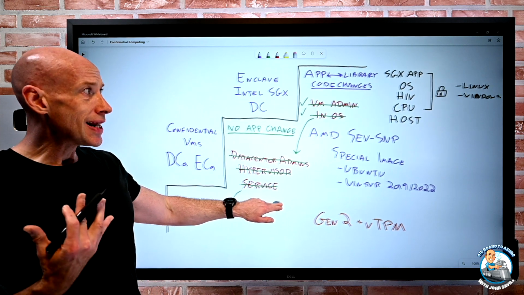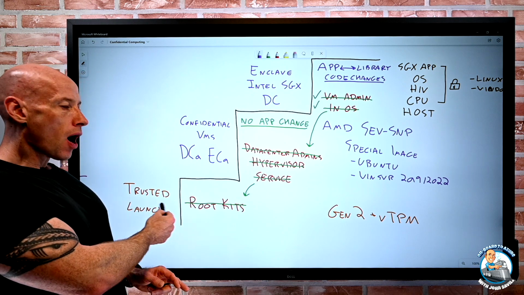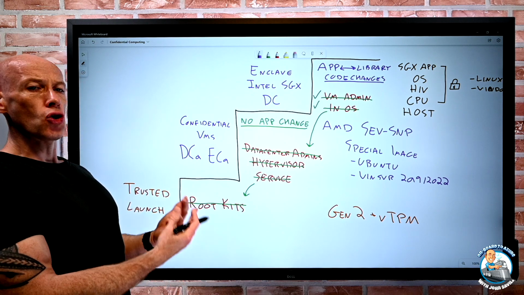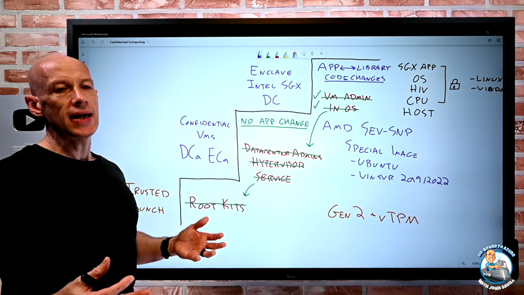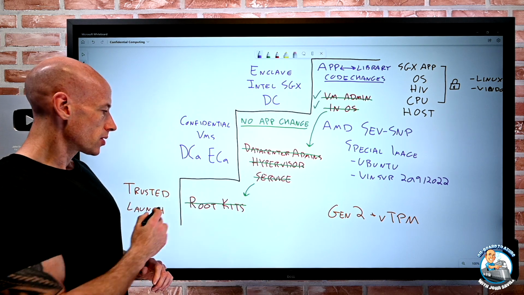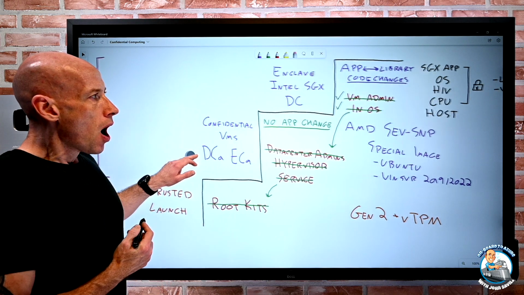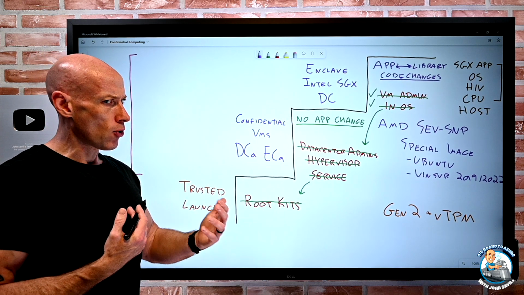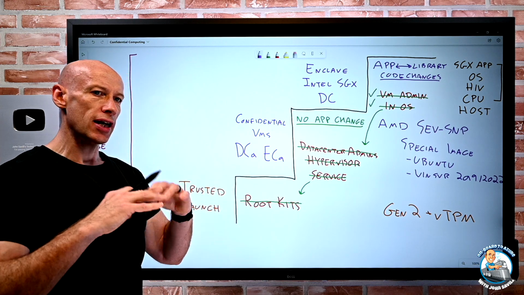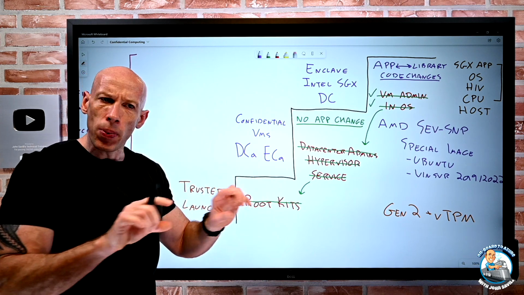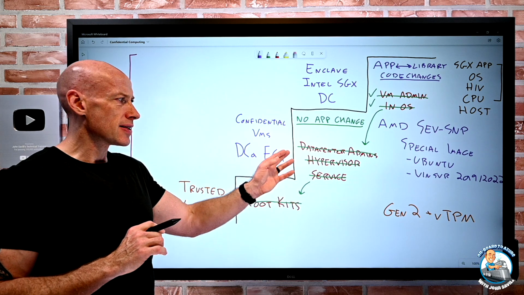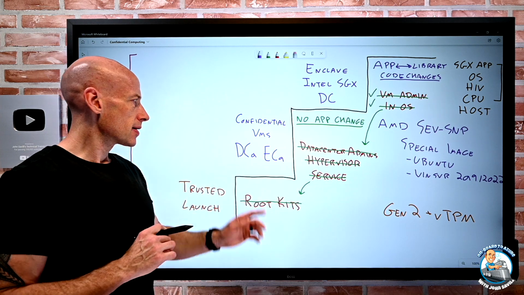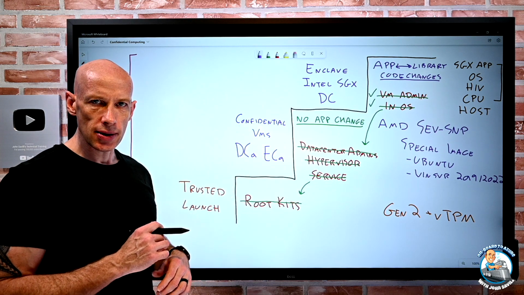So we have the 3 layers. Hey, I just want some assurance that there aren't rootkits involved. Trusted launch gives me that. I want protection. I don't trust Azure. I want integrity and I want encryption away from the control planes of Azure, the hypervisor, admins, data center admins. That's the confidential virtual machines, the AMD based.